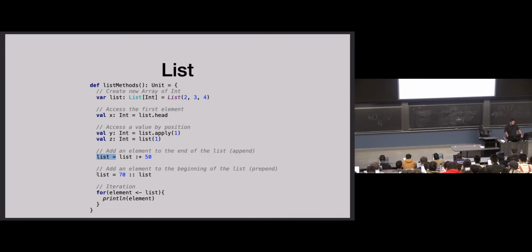Same thing with prepending. List equals 70 prepend list. Now we have a list. The variable list here is going to have the value 70, 2, 3, 4, 50. If we don't reassign, if we just have this without list equals, we're only going to have a list with 2, 3, 4, and 50. We're not going to have that value 70 in our list.